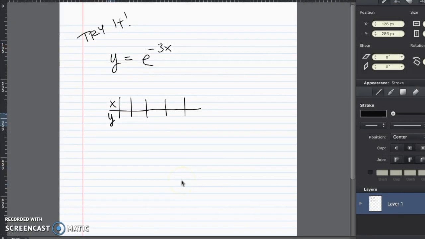So why don't you go ahead and try it right now? This is a sample graph. I have e to the negative 3x. Plot some points and see what it looks like for you. Okay, so go ahead and sketch that graph.